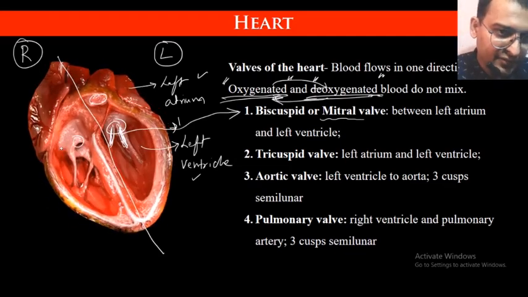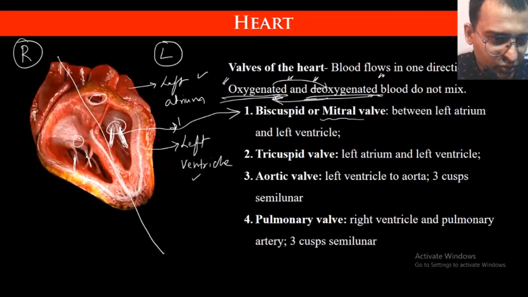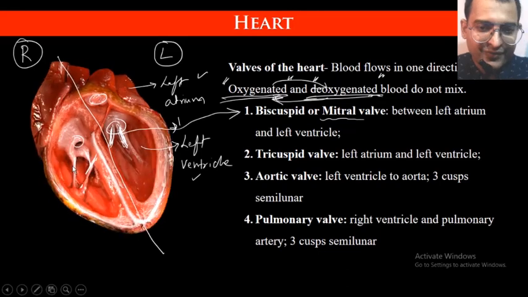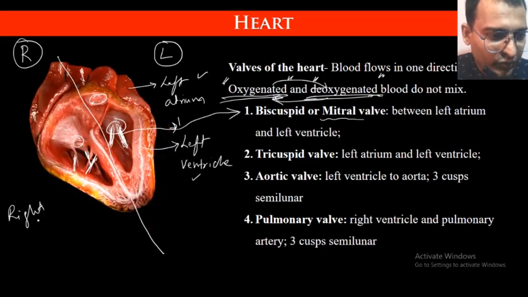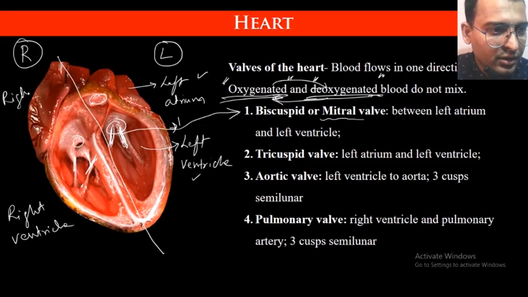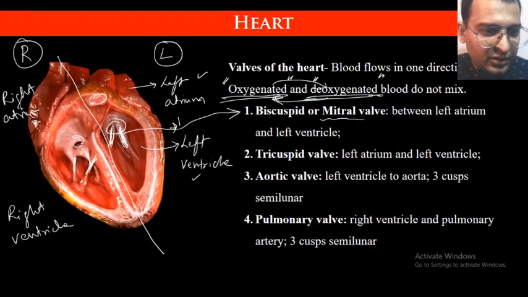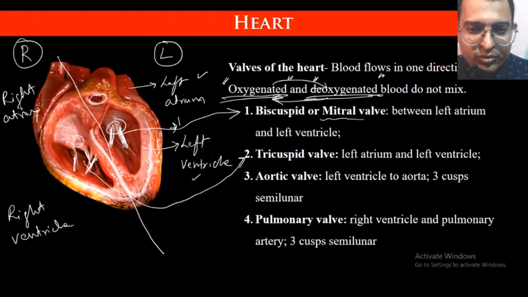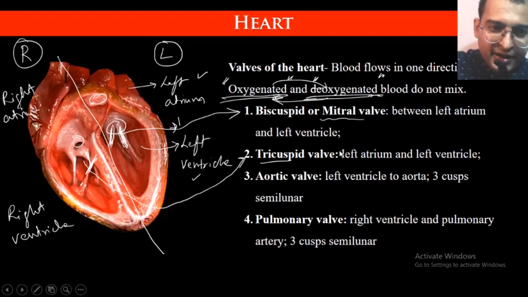On the other side, the right side, what we are seeing is 1, 2 and 3. You can see here that there are three valves. Towards the right ventricle and right atrium, which valve is separating them? The tricuspid valve is going to separate both of these. So that is the tricuspid valve. Cusp is like a cup-like valve.